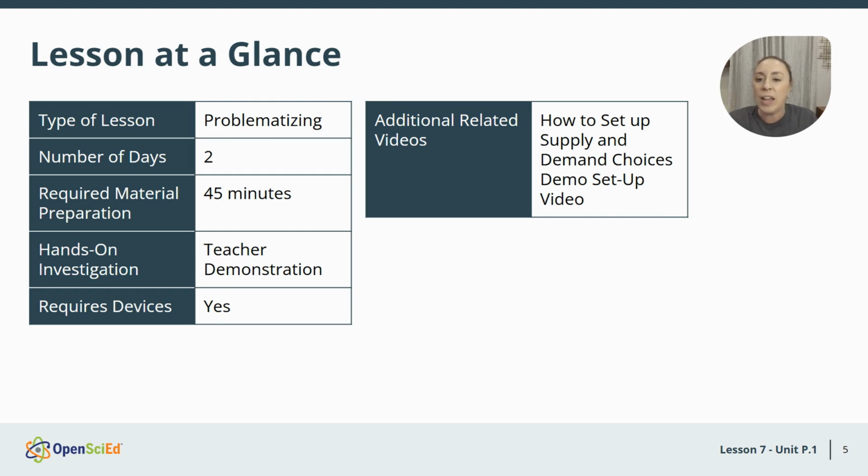And this lesson, while it does not have a hands-on investigation, it does have a hands-on teacher demo that does require some setup and preparation on your part. And there is an additional video linked in the teacher edition for how to set up this teacher demonstration. And then lastly, students will need access to devices on day 2 as they explore some data with a tool called CodeApp.